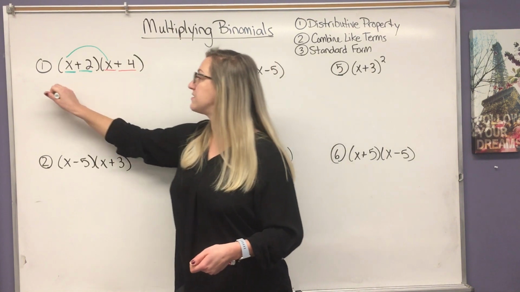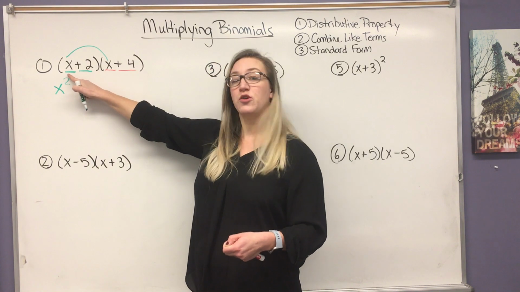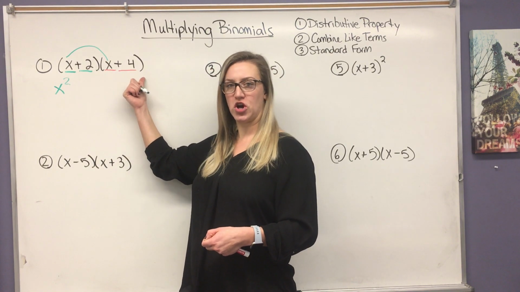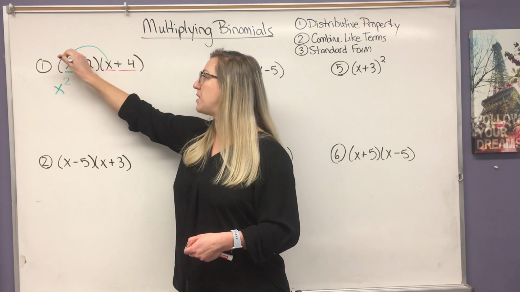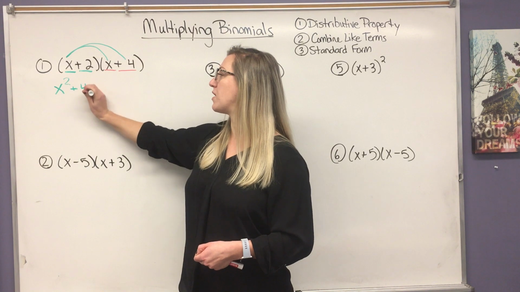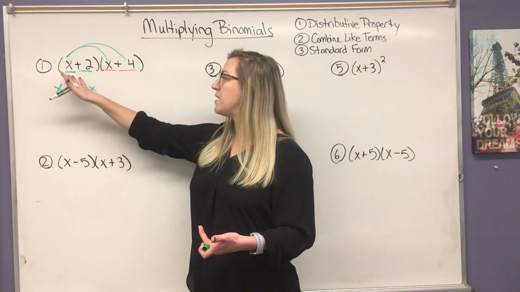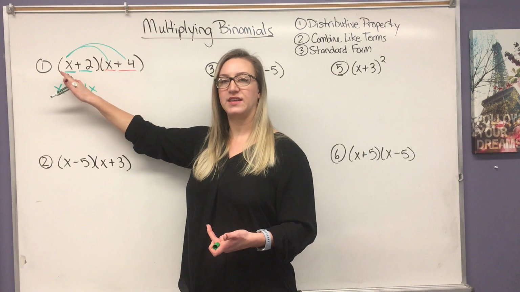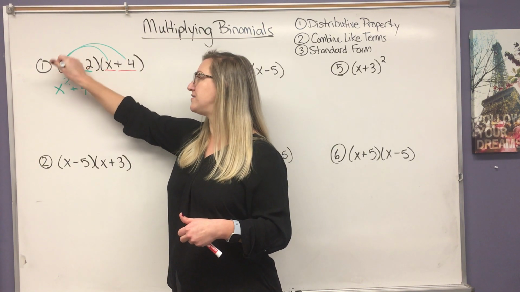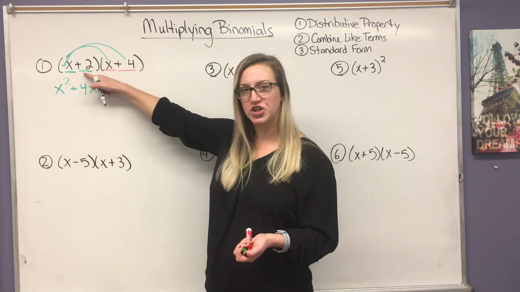So x times x is x squared. Then I have to stick with x because he still needs to be multiplied to the other term. So now I multiply x times positive 4, which is a positive 4x. If you want to make a little check mark or something, it's fine, because we already took care of x. He was multiplied to everyone in the other parentheses. So he's done. Now I have to worry about the positive 2.